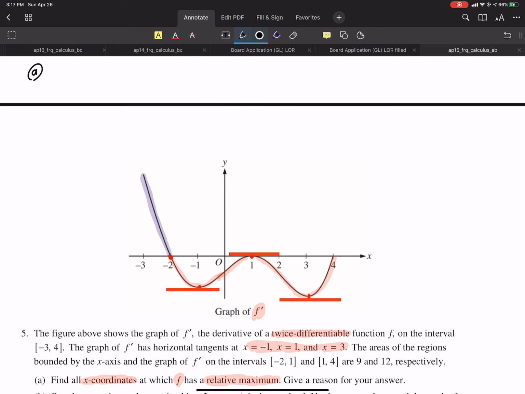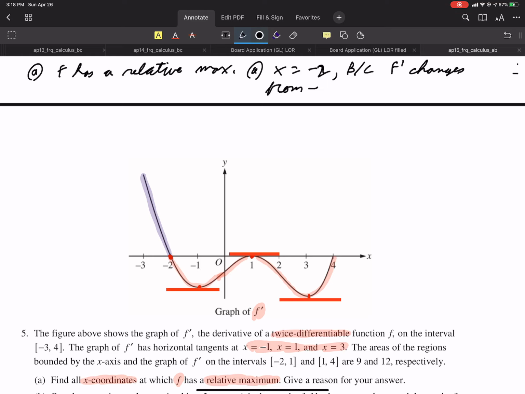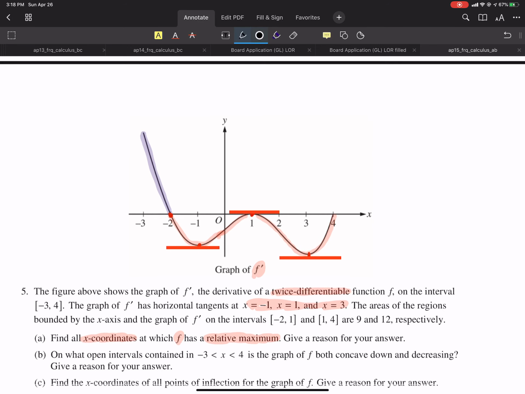For part A, f has a relative maximum at x equals -2, and you need a reason because what's all that stuff showing up there? That's weird. Because f prime changes from positive to negative. Done. Let's do part B.